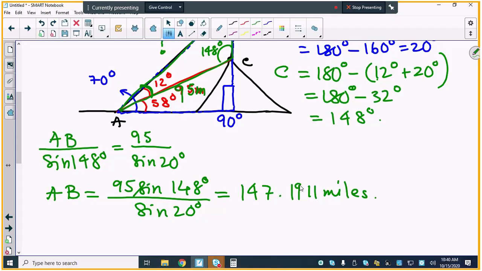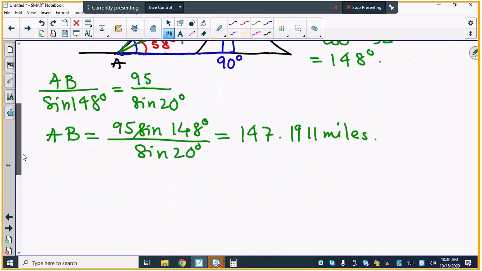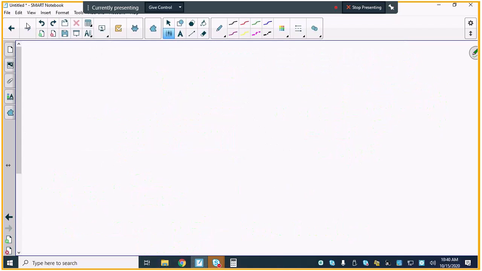So the length of the guide wire that we wanted to find out is 147.1911 miles. That answers this question, and this also answers all the questions that we have in our lecture note for the rule of sines.